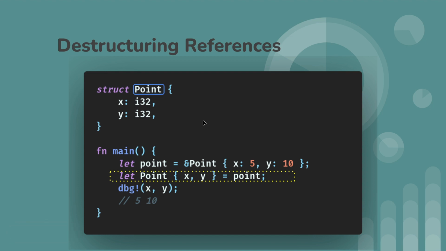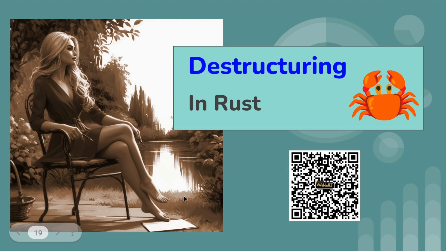So destructuring references, we've already seen that. We destructured a struct, but for destructuring references, we've got a reference here to point. Again, similar concept. Debug X and Y gives us 5 and 10. So that's destructuring in Rust.